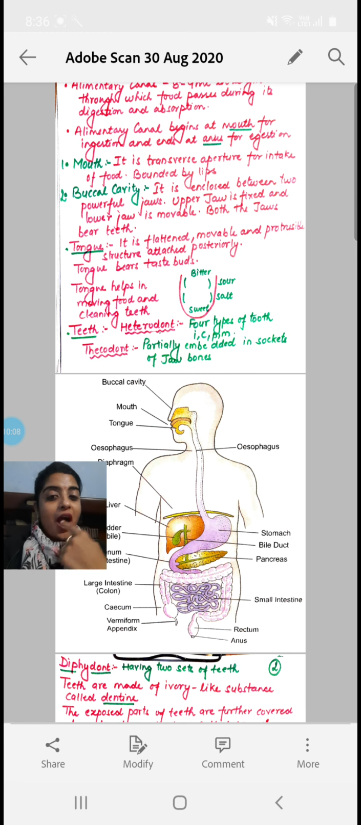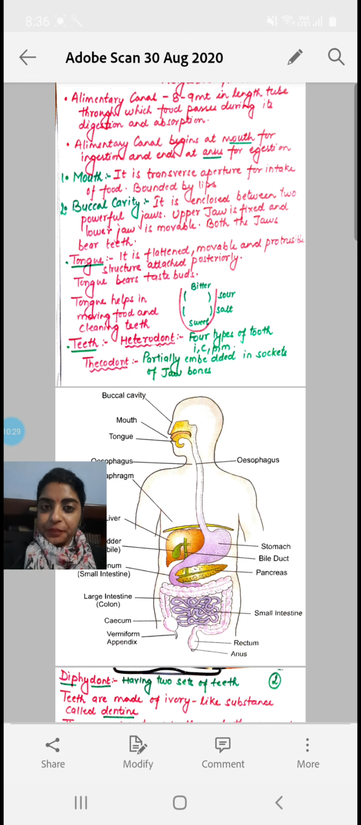So when we say ha ha ha, the wider cavity between the two lips is the buccal cavity. Okay, it is enclosed between the two powerful jaws. As soon as we open the mouth, we have two powerful jaws, the upper jaw and the lower jaw. Okay, so this upper jaw is fixed, we can't move it. But we can move the lower jaw. Clear? So the lower jaw is movable and both the jaws bear the teeth.